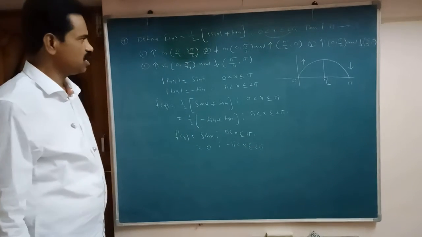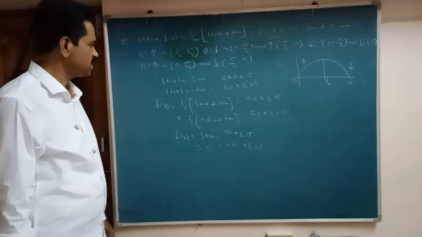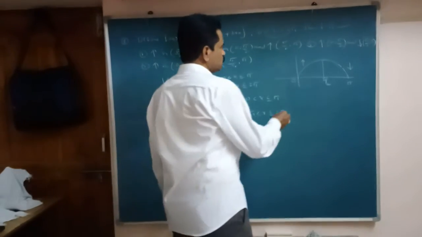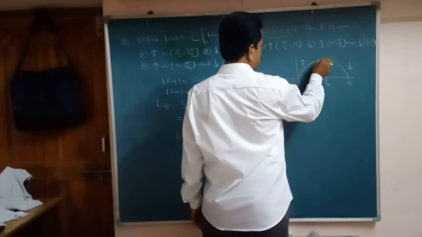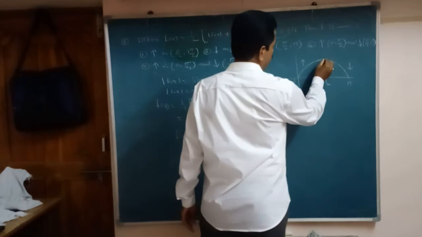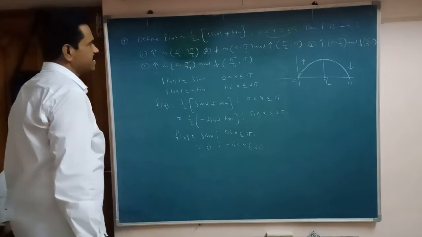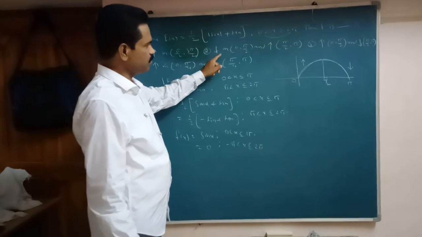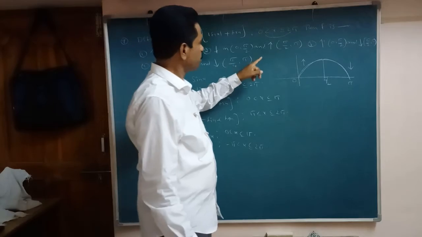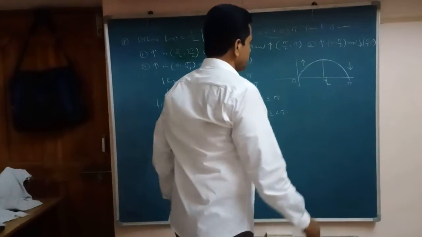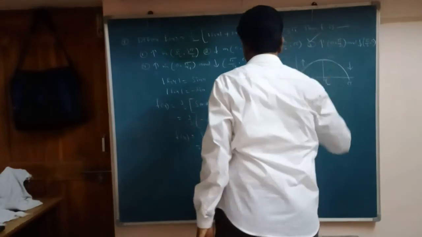So clearly observe here, what can we say? f of x equals the sin x graph. So 0 to pi by 2 it is increasing, and pi by 2 to pi it is decreasing. So the third option.